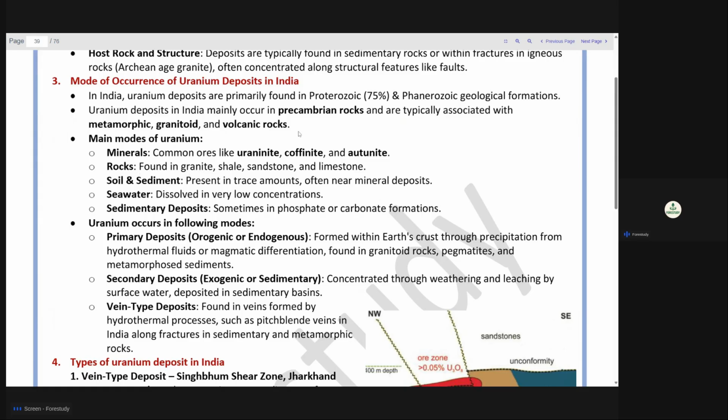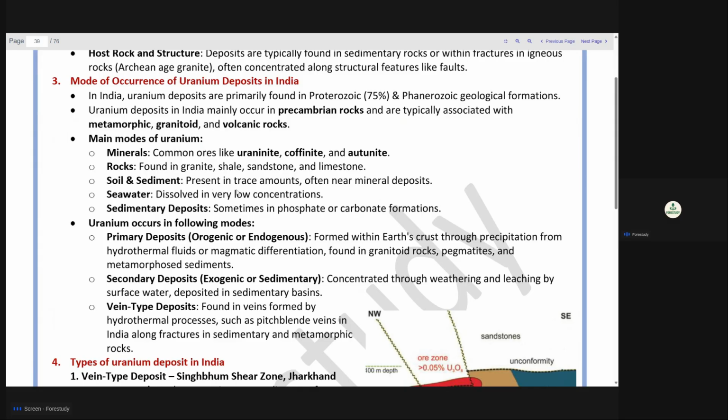But uranium deposits do occur in sedimentary rocks, maybe in different places. But in India, we are mostly concerned with metamorphic, granite-type rocks and volcanic rocks. The main uranium minerals, common ones like uraninite, coffinite, and autunite, are found in granite, shale, sandstone, and limestone. See here: shale, sandstone, limestones. We also get these uranium deposits there.